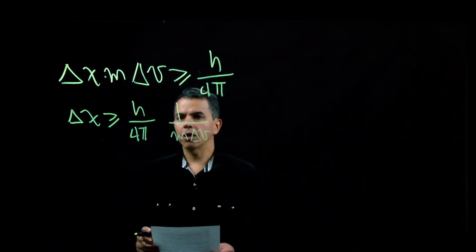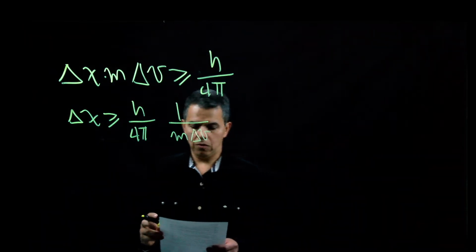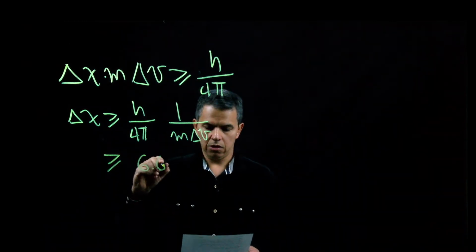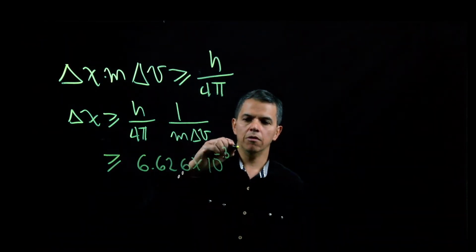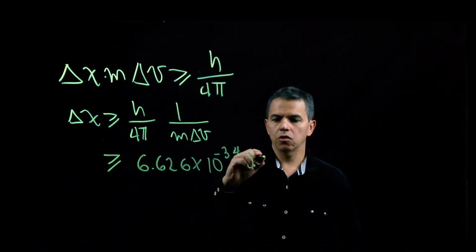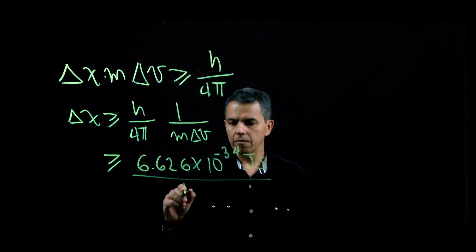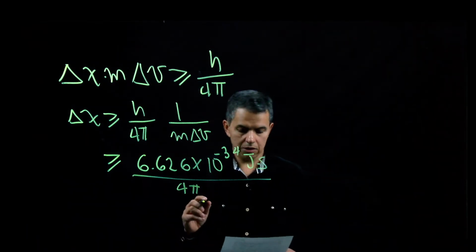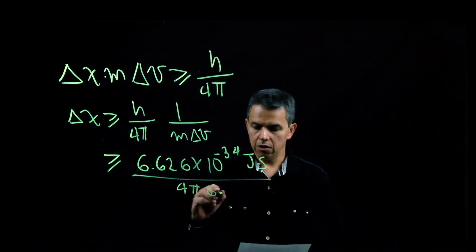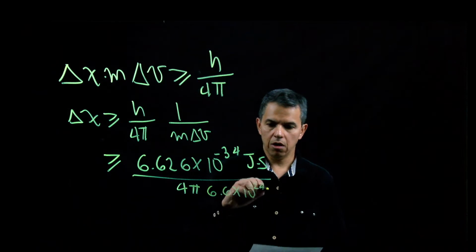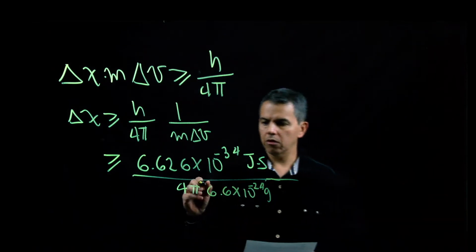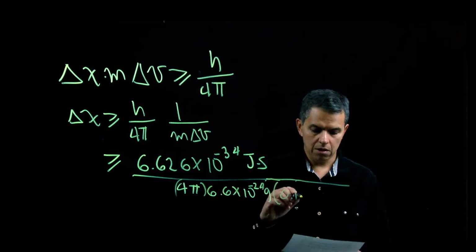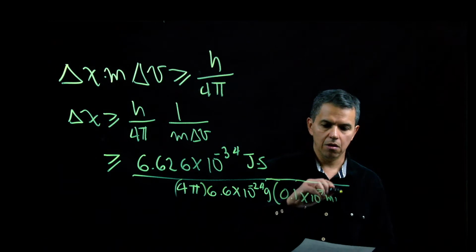Now, for this expression, we have all the information that was given to us. So we're going to replace those values. h, Planck's constant, is 6.626 times 10 to the minus 34, and we keep an eye on the dimensions, joule second. We have 4 pi. And then we are going to divide this expression by the mass, which is given as 6.6 times 10 to the minus 24 grams. And also we are going to divide that by the speed, which is given in miles per hour, 0.1 times 10 to the 7 miles per hour.